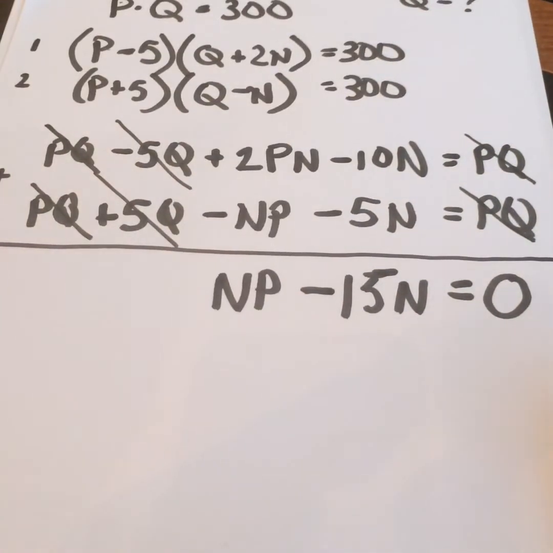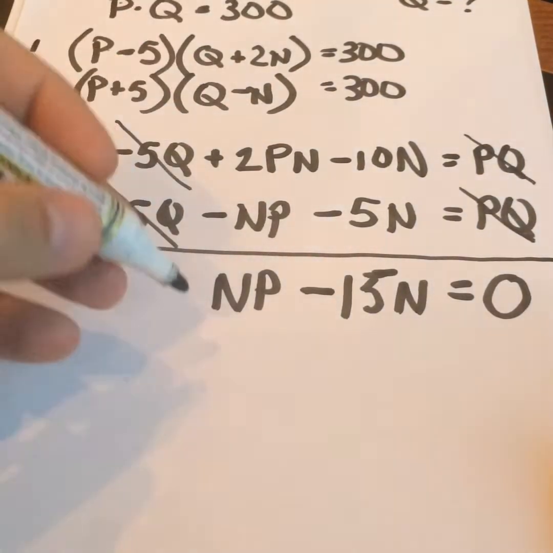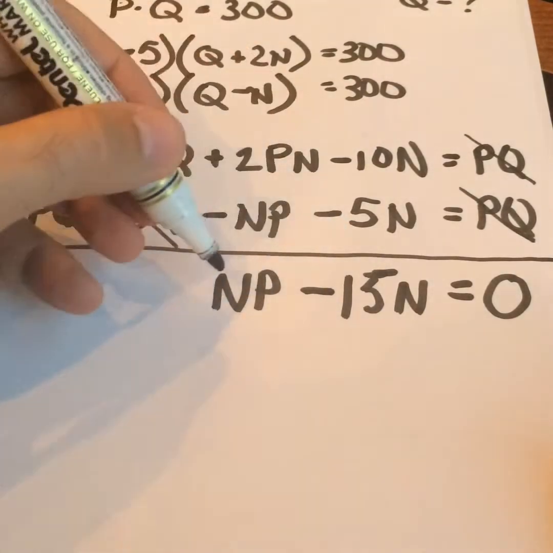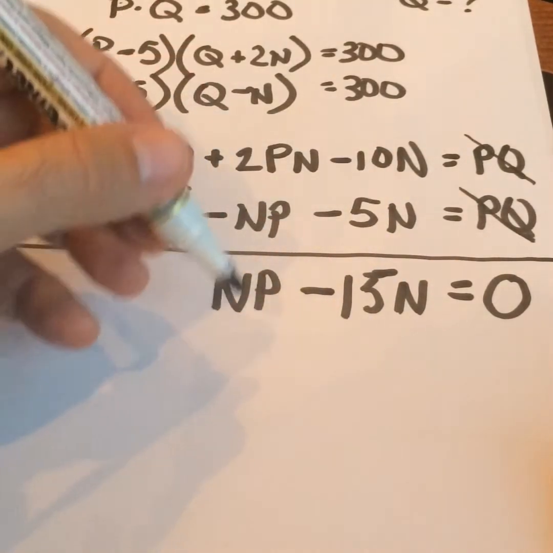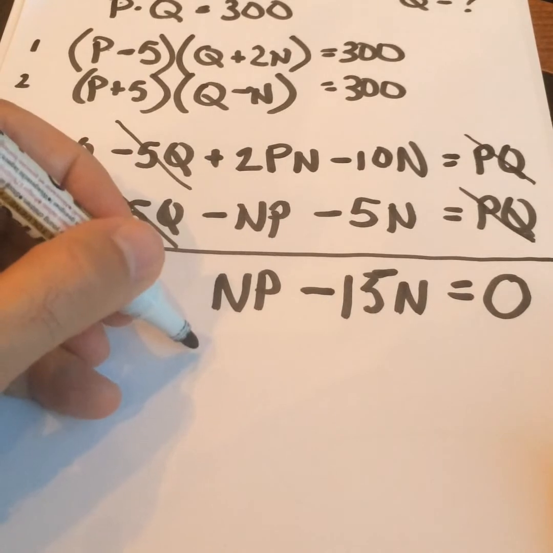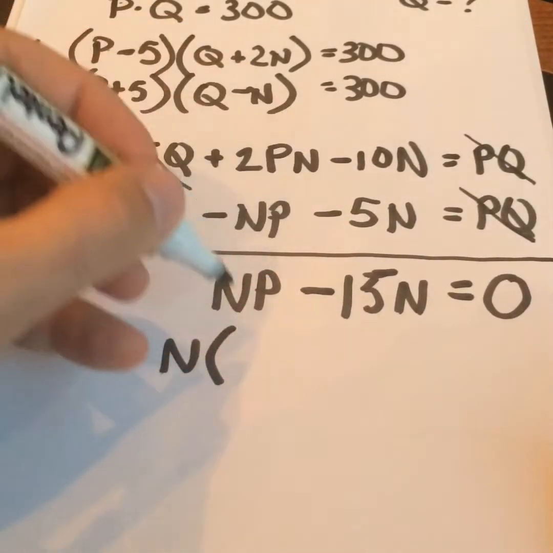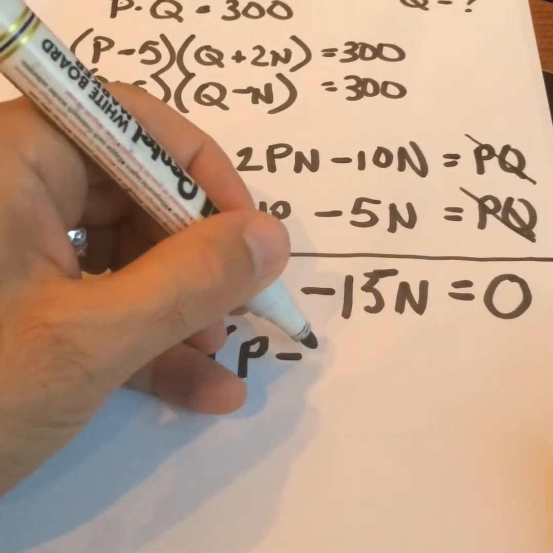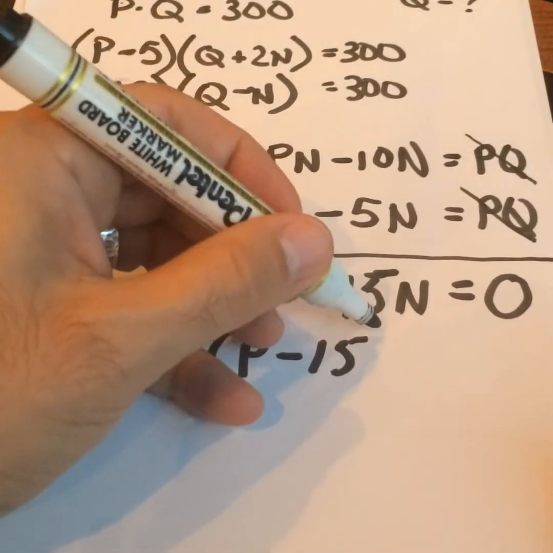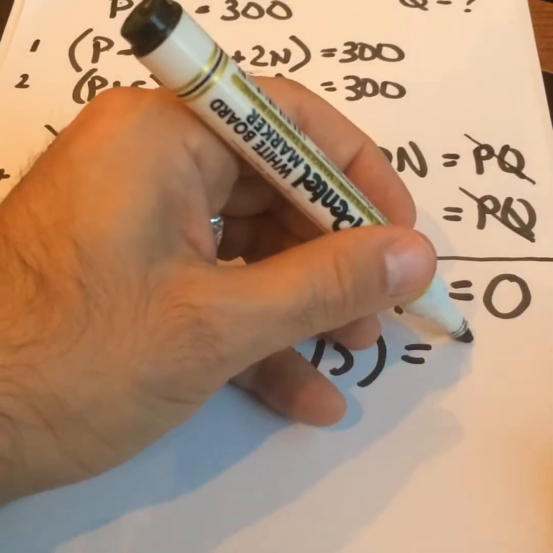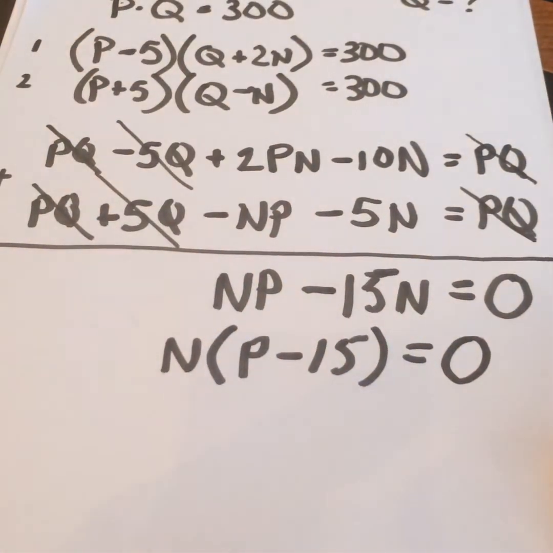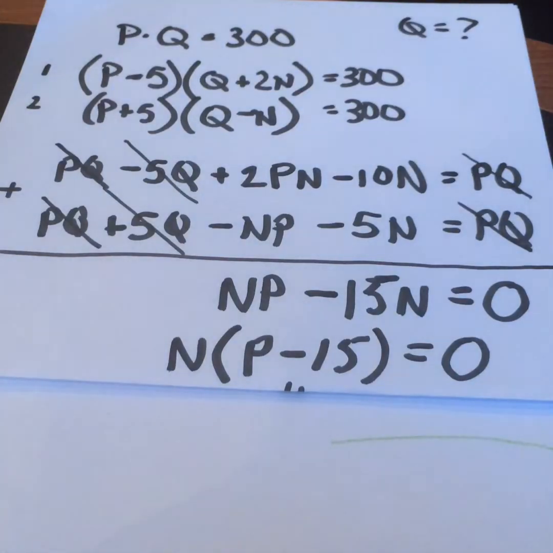Now from this point, what we can think about doing is factoring N out on the left side here, because both of these simple terms have an N in common. So let's pull an N out, which enables us to rewrite the equation like this. All right, so now we're really close.